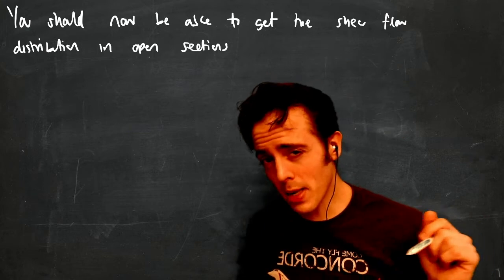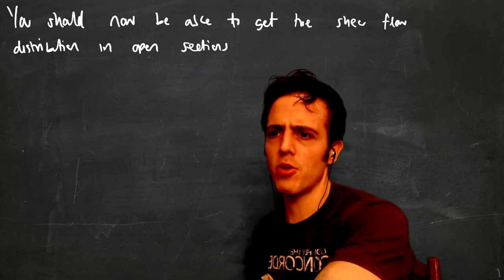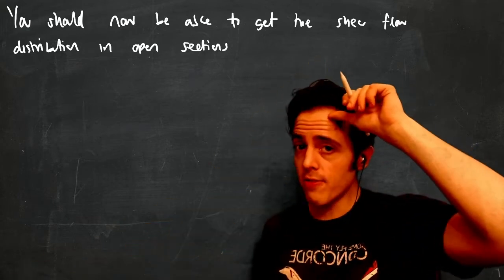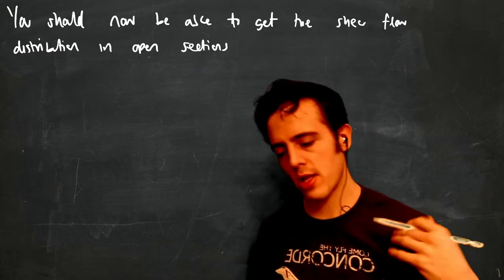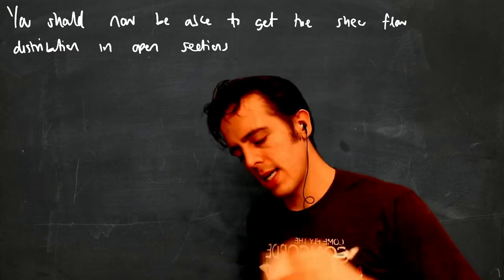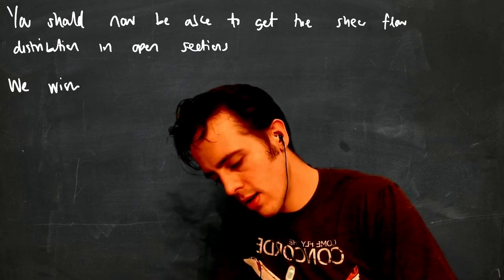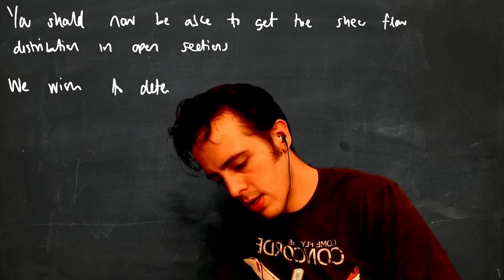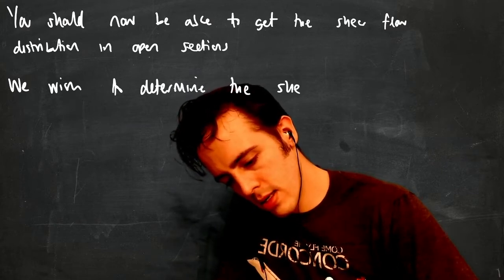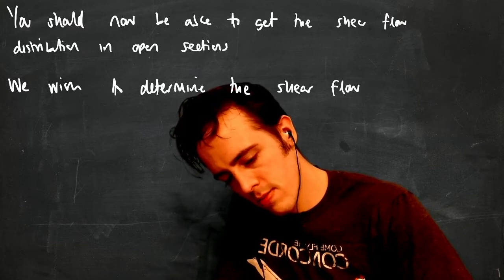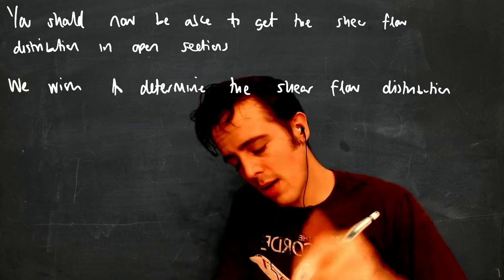Now those examples are quite complicated, particularly the first one, which I think is problem 2.2 in the notes. Getting the distributions is actually quite difficult in that question. We don't always need to have the full shear flow distribution to work out the shear center, because remember that's what we're actually looking for in this module. So we wish to determine the shear flow distribution such that we can determine the shear center of an object.